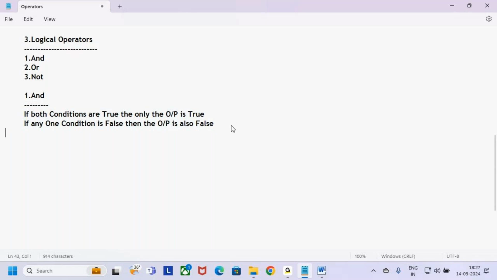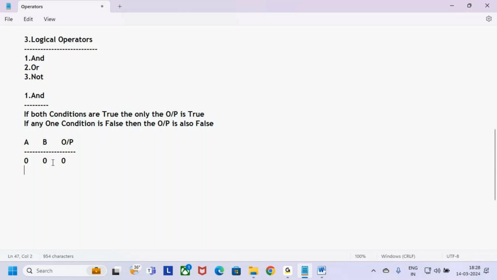Now let's say I'm having the two input columns. A and B are the inputs, and I'm having one output column, guys. A is my first condition, B is my second condition. Now the first condition I'm passing here is false. False means 0. Second condition is also false. I said that if any one condition is false, then automatically the output is also false. So the output is false.